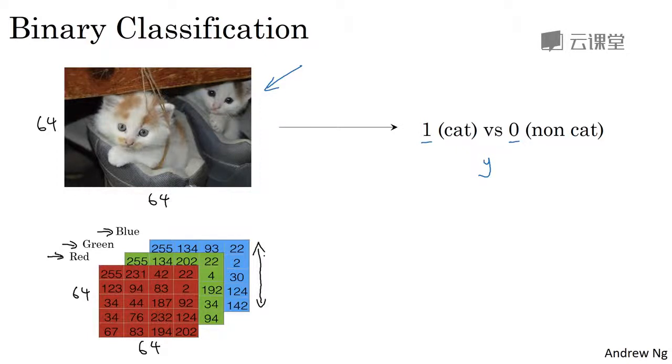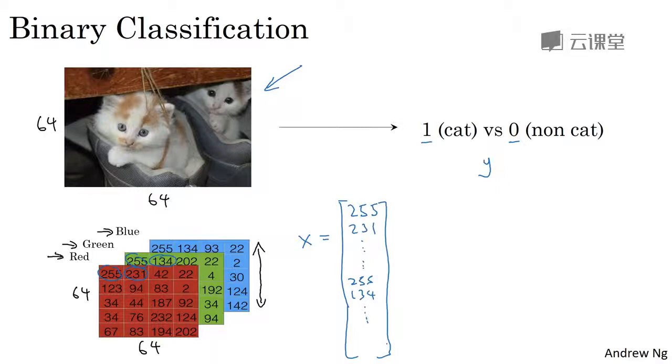So to turn these pixel intensity values into a feature vector, what we're going to do is unroll all of these pixel values into an input feature vector X. We're going to define a feature vector X corresponding to this image as follows. We're just going to take all the pixel values, 255, 231, and so on, until we've listed all the red pixels, and then eventually 255, 134, and so on, until we get a very long feature vector listing out all the red, green, and blue pixel intensity values of this image.